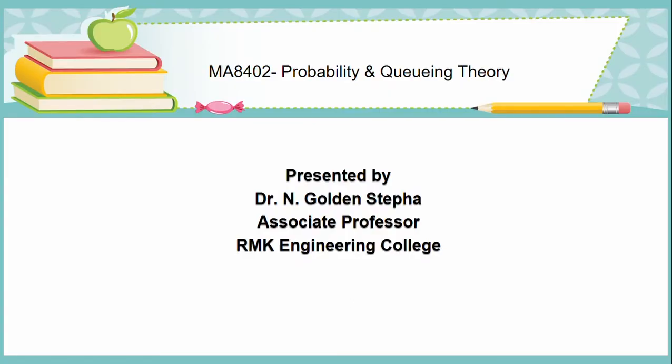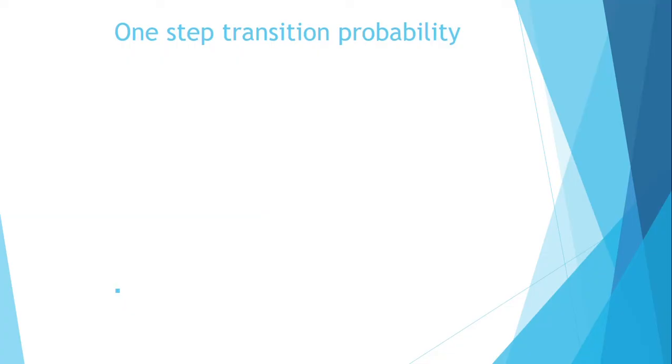In this video, we are going to learn more about Markov chain. First, let us see a few definitions and results which are required to solve Markov chain problems. The first definition is one-step transition probability. It is the moving probability of the process from one state to another state, in general, from the state Ai to Aj.